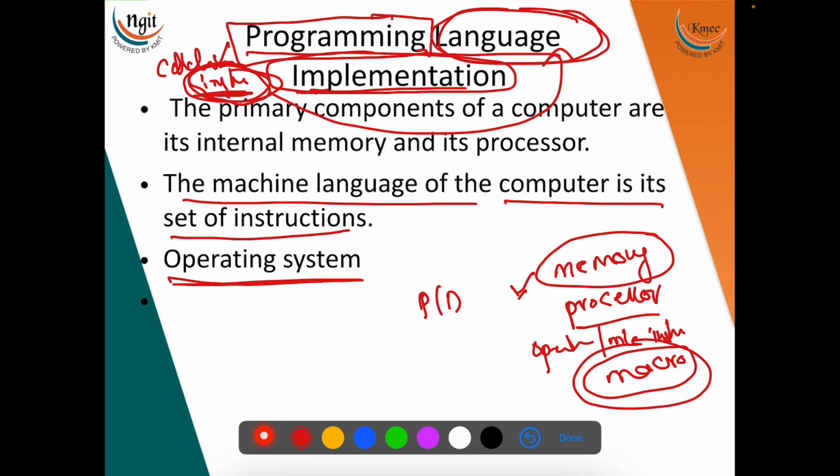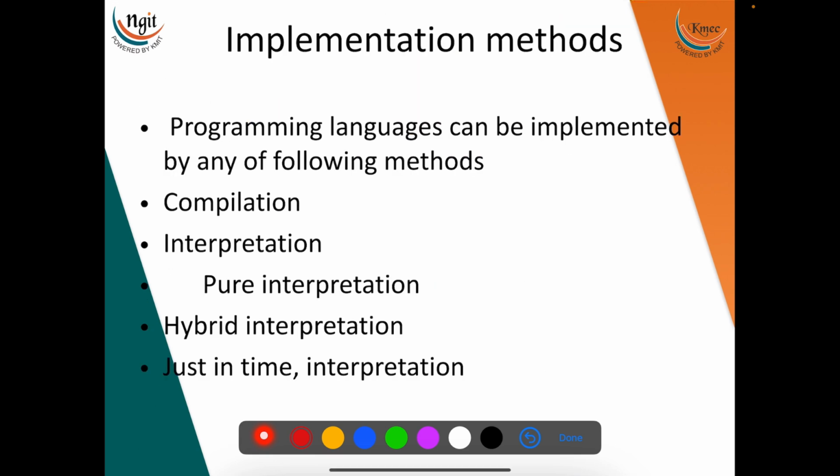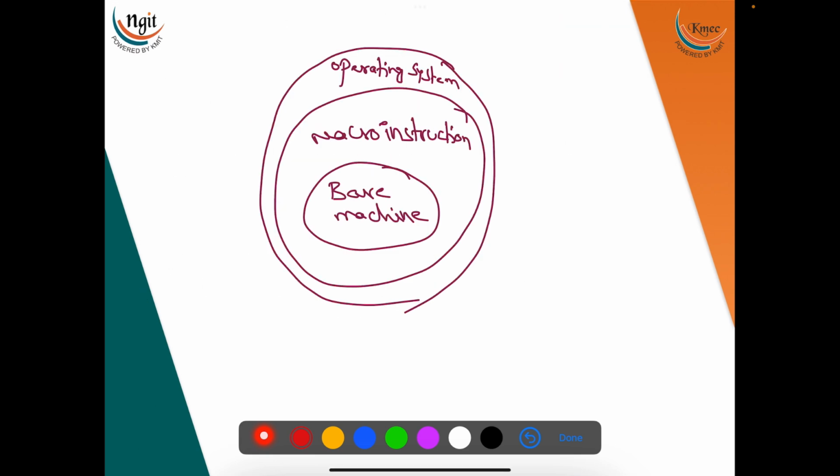Now, the operating system and the language implementations are layered over the machine language interface. Now, if you see this one, this is your bare machine. This bare machine is covered with a layered structure, and this is what micro instructions, and this is your operating system.